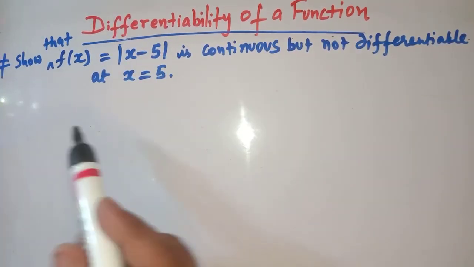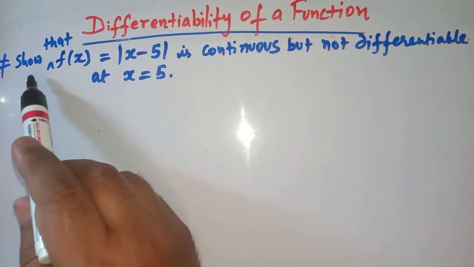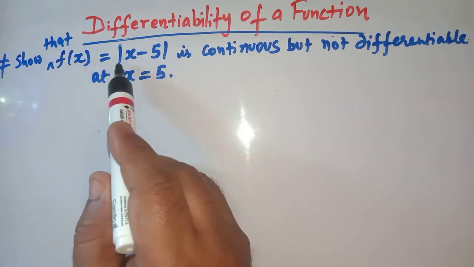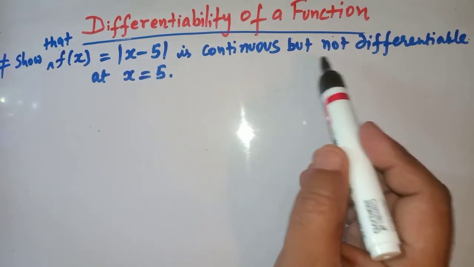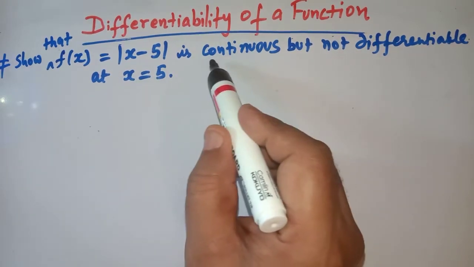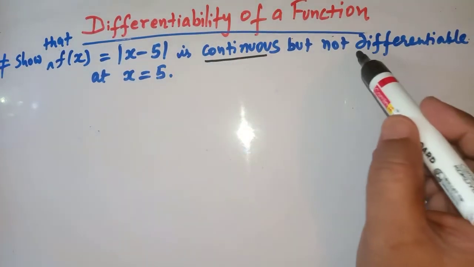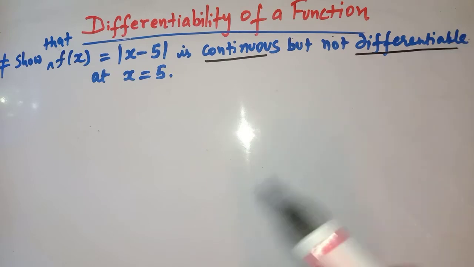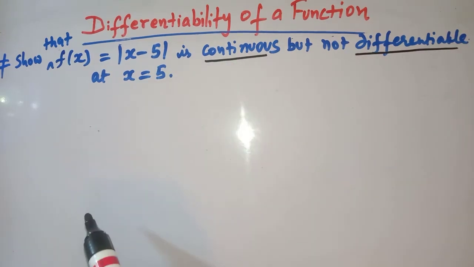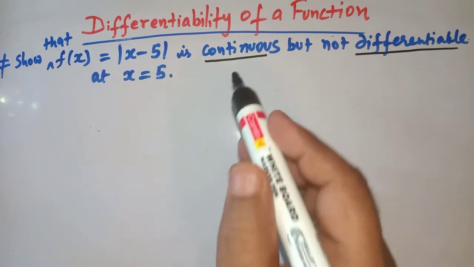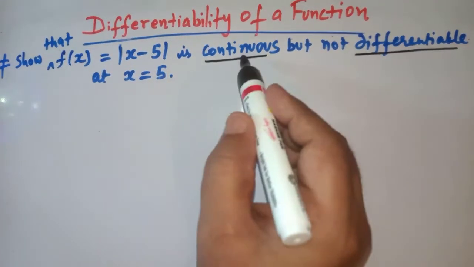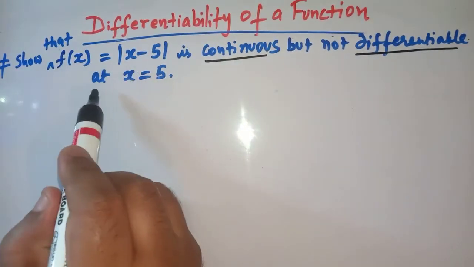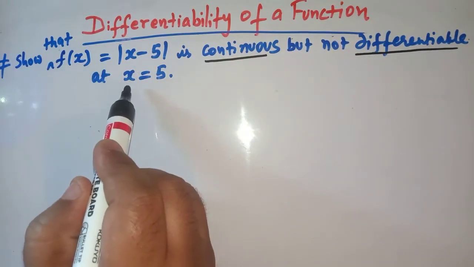Viewers, now we'll take up this question. Show that f of x is equal to mod of x minus 5 is continuous but not differentiable at x is equal to 5. So here we have to prove two things. The first one is continuity and the second one is differentiability. So let us take these one by one. First we'll prove that this function is continuous at x is equal to 5.